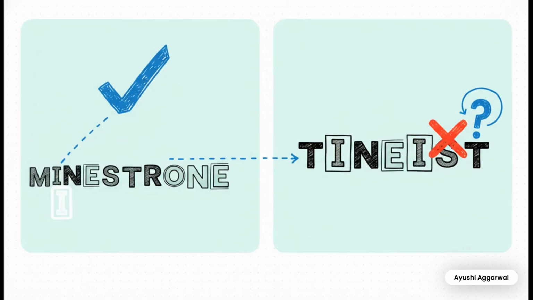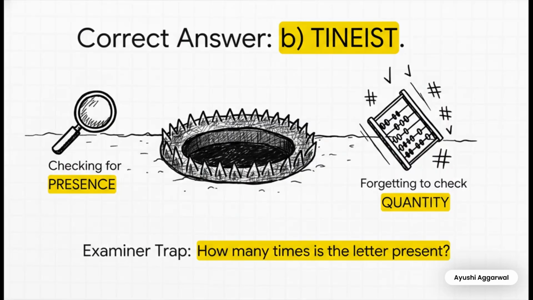Let's put that rule into action. Now, if you go through the options rest, store, and monster, you'll see that all of their letters are right there in minestrone. But then, take a closer look at option B, tiniest. To spell that word, you would need two I's. But if you look back at our source word, minestrone, well, it only has one I. And there it is. That's our answer. So the correct answer is, of course, B, tiniest. And this is the perfect example of that examiner trap I was talking about. It's not enough to just check if the letters are there. You have to check how many of them are there. Always, always check the quantity.